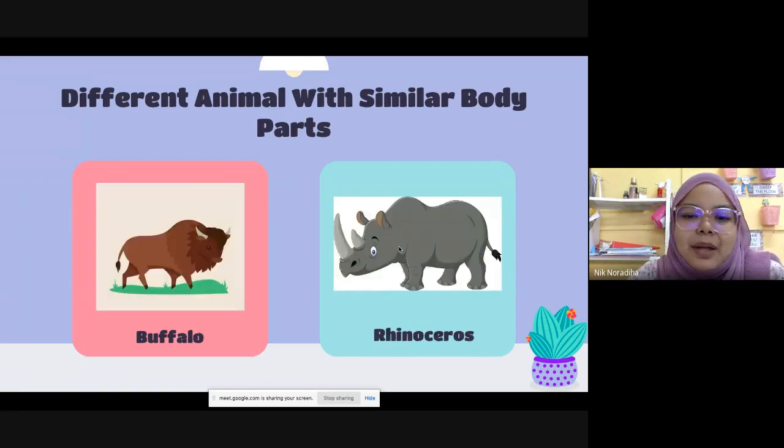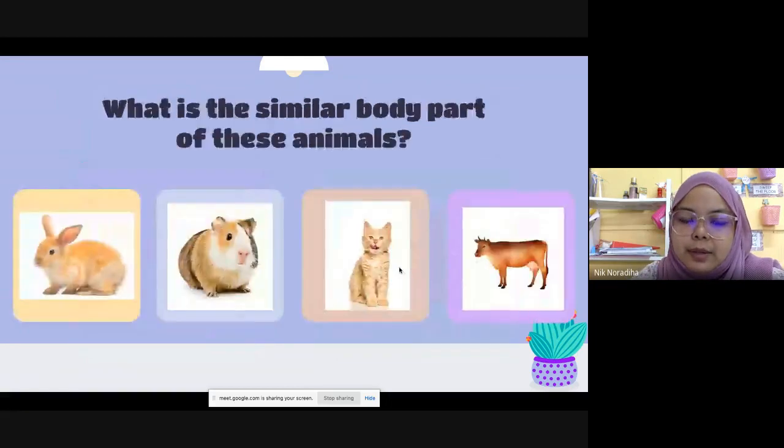All right, next one, we have buffalo and rhinoceros. They have one similar body part, which is their horn here. Buffalo have two horns like this, and rhinoceros have two horns as well. So the similar body part in rhinoceros and also buffalo is their horn. What is the function of horn? They need their horn to protect themselves.